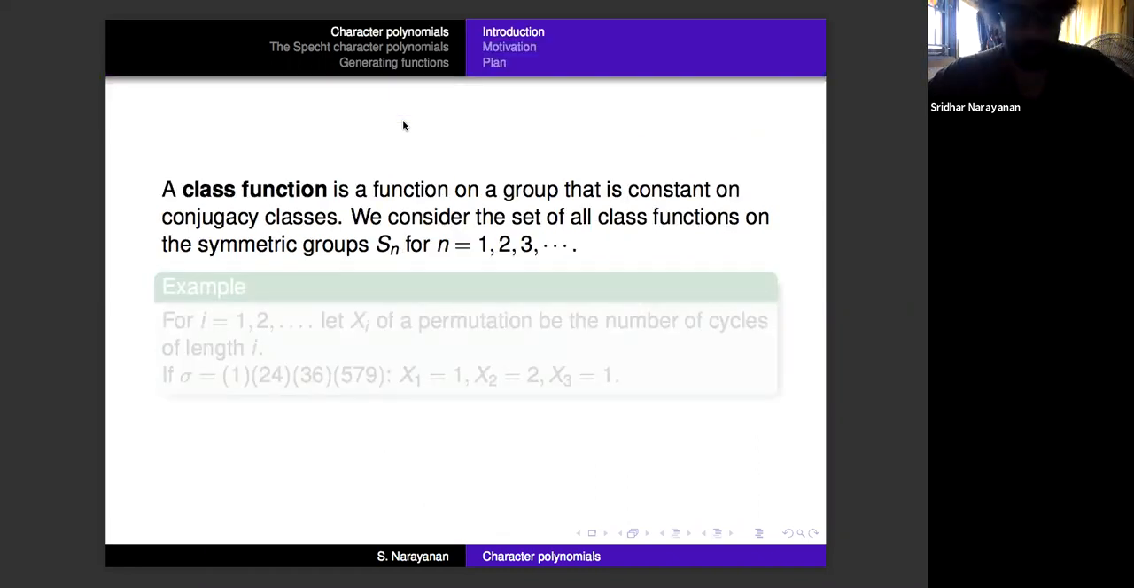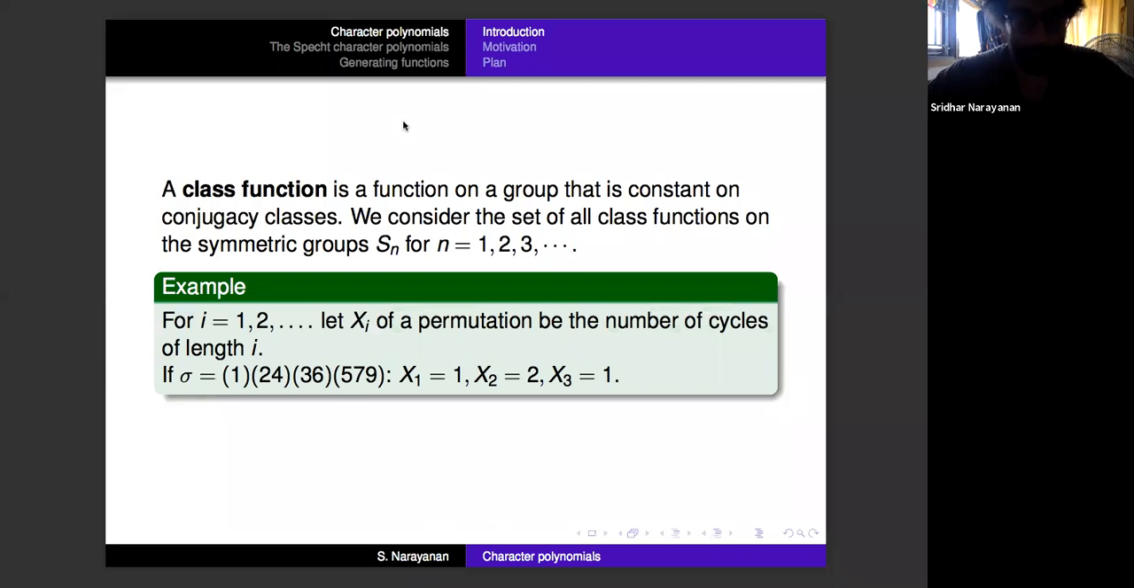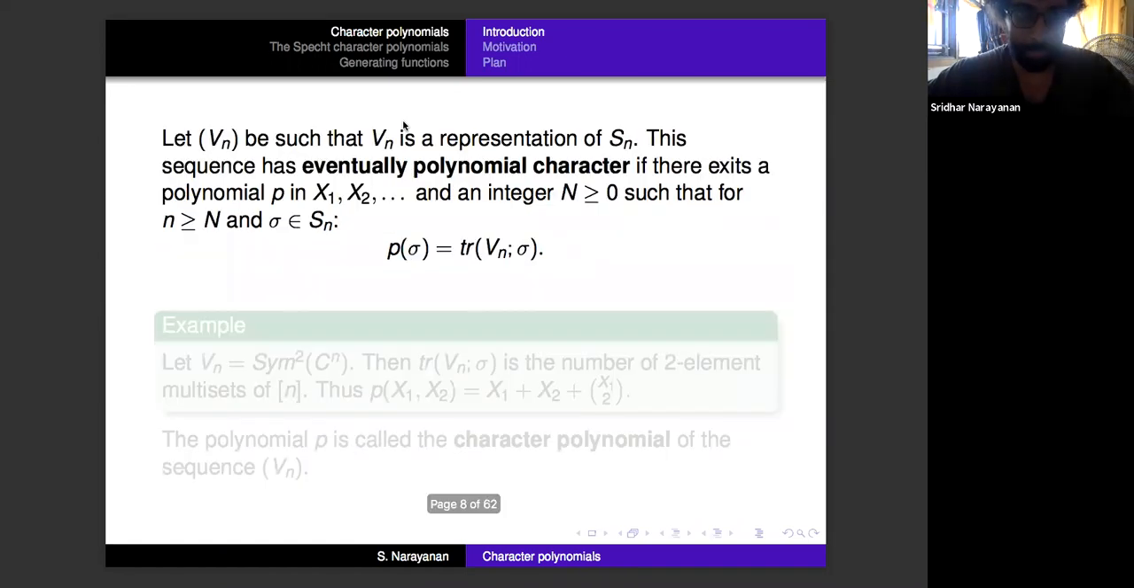So let's start with character polynomials. First, we all know what a class function is. A class function is a function on a group that is constant on a conjugacy class. Now here we'll talk specifically about class functions of symmetric groups. So here are the most basic examples. The function X_i of a permutation is the number of i-cycles, the number of cycles of length i. So in this example, X_1 is the number of one-cycles in this permutation sigma. So there's only one. Similarly, X_2 is two because there are two 2-cycles, and X_3 is one because there is one 3-cycle.